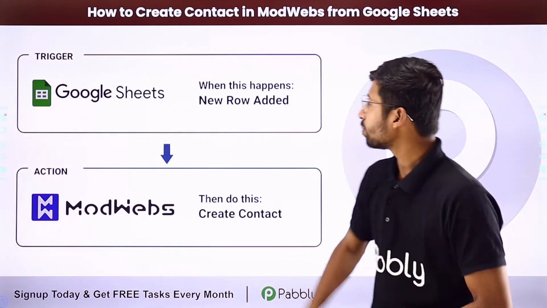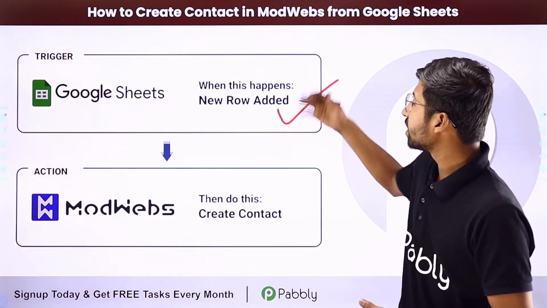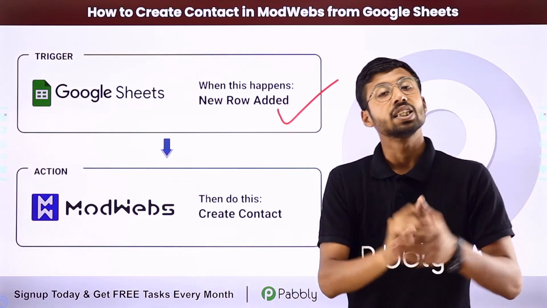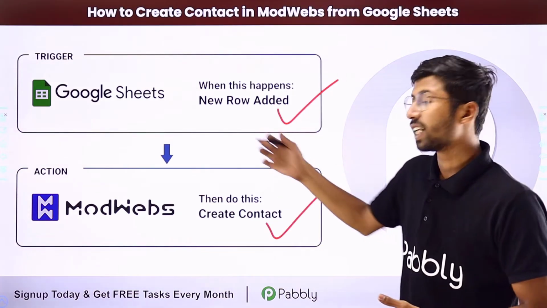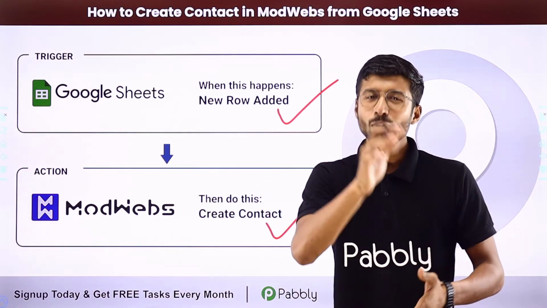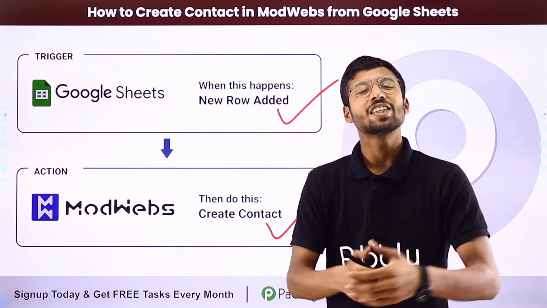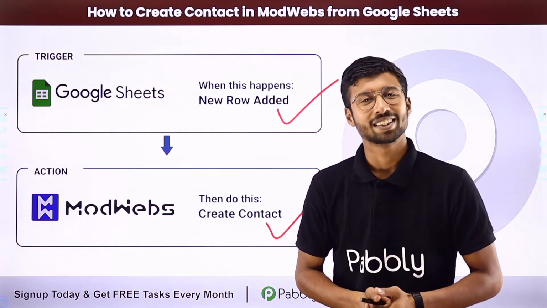So the trigger of this automation will be adding a new row, adding new leads into your Google Sheet of user details. And the action will be adding those same details as a new contact in our ModWebs website. Now how can you set up this automation? To know this, you have to come with me to my screen.